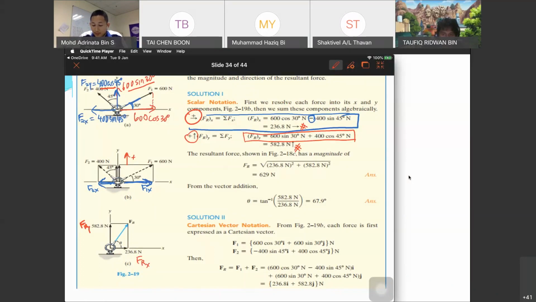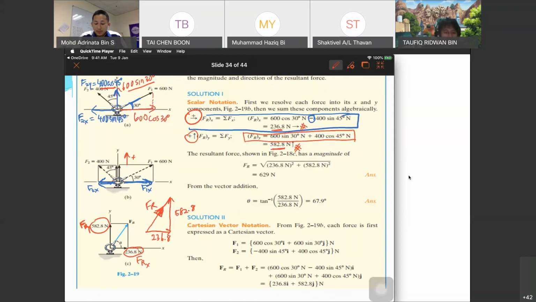So this value, sorry. Okay, so this value 528 and 238, this one. So you need to do a new one, or you can do like this. 236.8, 582.8. So this is your resultant force.